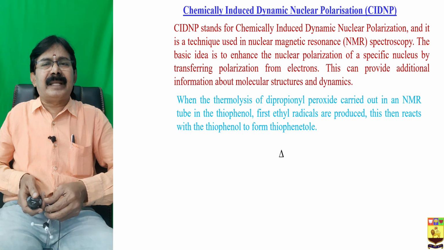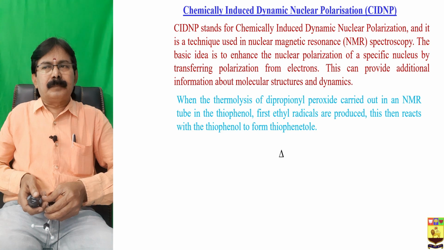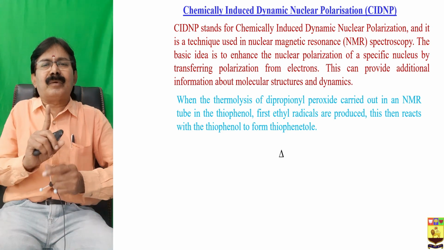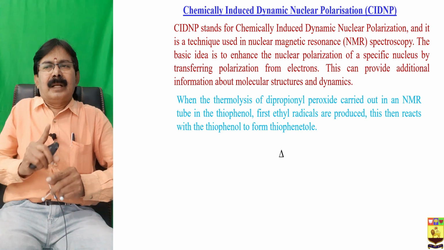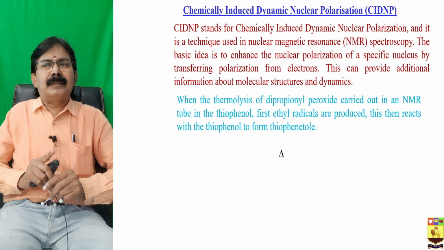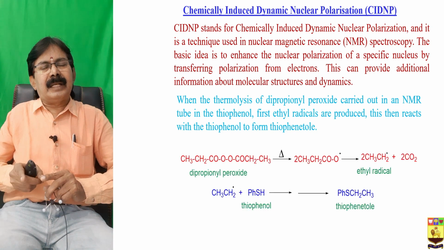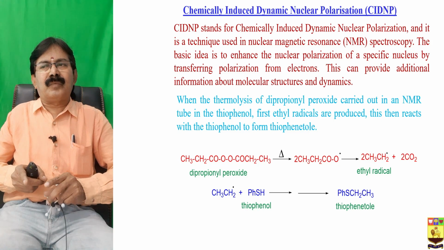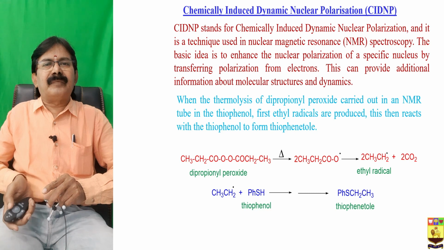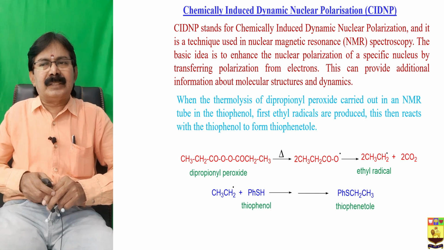So, for example, take the thermolysis of dipropionyl peroxide carried out in an NMR tube. The reaction is carried out in the NMR tube itself, in thiophenol. First the ethyl radicals are produced, and then these react with thiophenol to form ethyl phenyl sulfide. So I have given the mechanism.